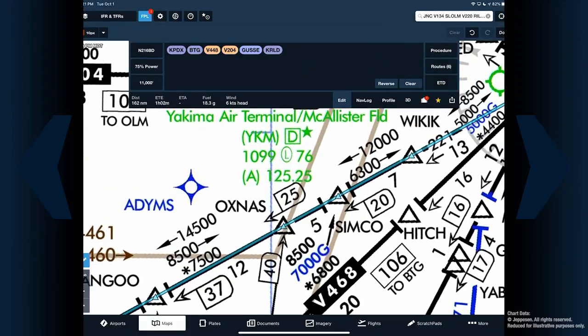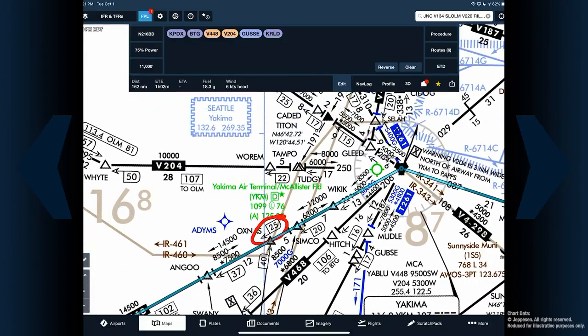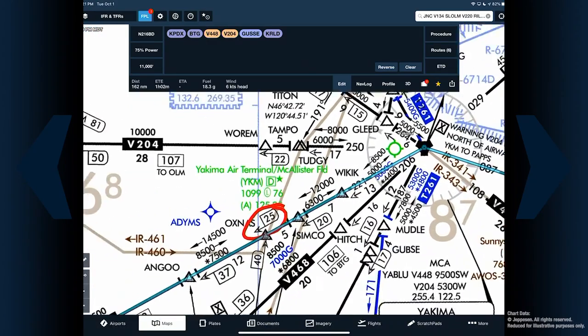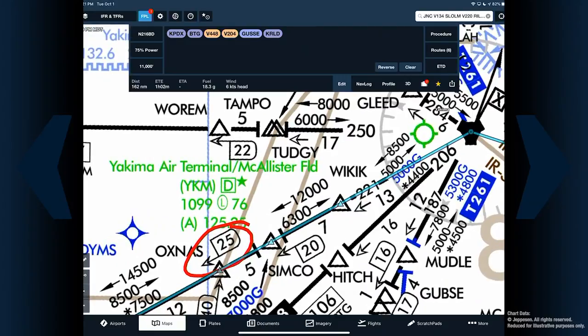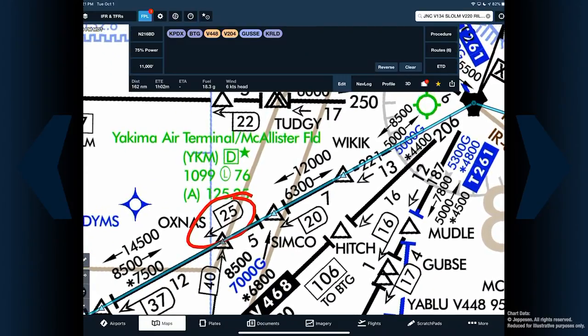Oxness has another 25D in a box. This time it's pointing the other direction. That means the information is now coming from the Yakima VOR, so the distance information will be measured from Yakima. And as we move in, you can see our altitudes change again. The MEA drops down to 6,300 feet as we cross Simcoe here.